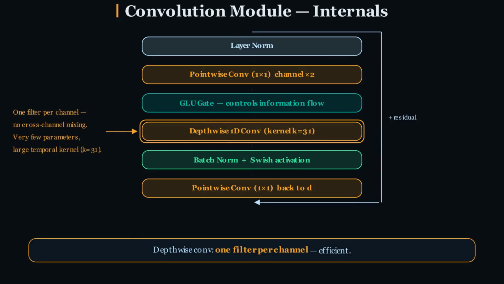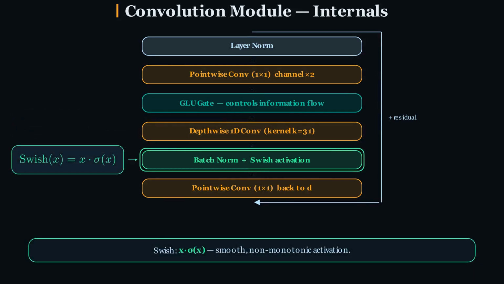The depth-wise one-dimensional convolution is the analytical core. Unlike a standard convolution, it applies one separate filter per channel. No channels are mixed. This drastically reduces parameters while still aggregating local temporal context over a large kernel of 31 frames. After batch normalization, the swish activation is applied. Unlike ReLU, swish is smooth and non-monotonic. It retains small negative values and produces superior gradient flow in deep conformer stacks, leading to faster convergence.